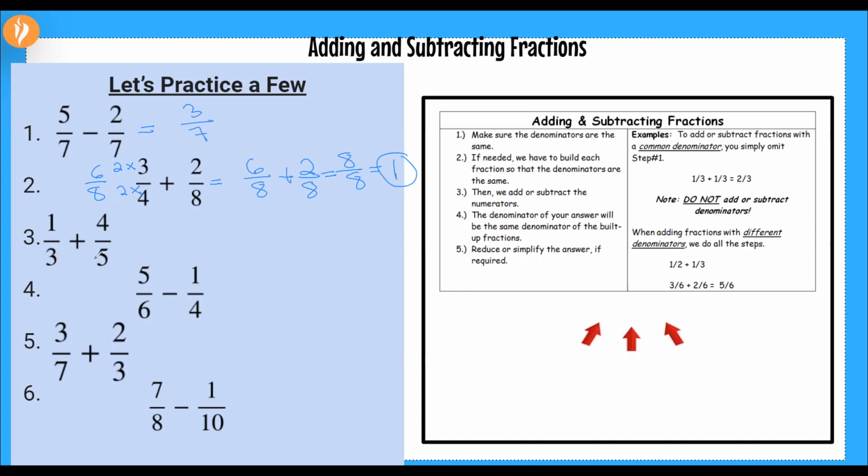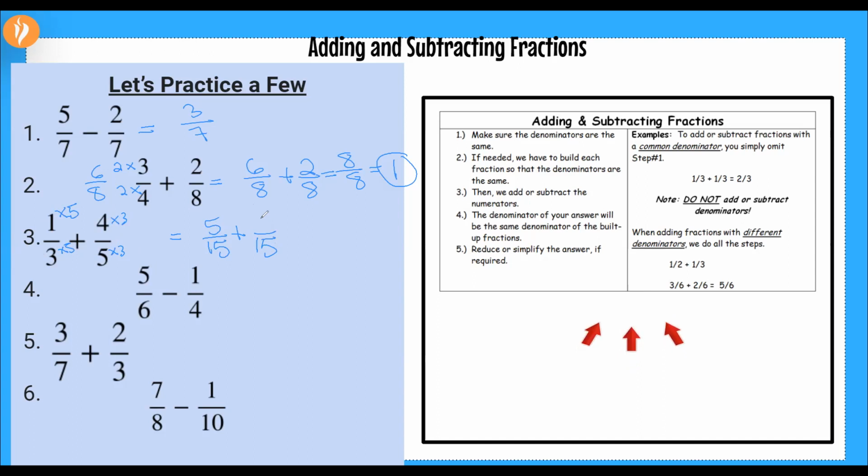Number 3. What's our least common multiple of 3 and 5? Well, if we listed out our multiples of 3 and 5, we would find that our least common multiple is 15. So both of our denominators are going to change to 15. That's our least common multiple. So 3 times 5 is 15. Whatever we multiply the bottom by, we multiply the top by. So 1 times 5 is 5. So 1/3 becomes 5/15. Then what do we multiply 5 by to get to 15? That answer is 3. Whatever we do to the bottom, we do to the top.